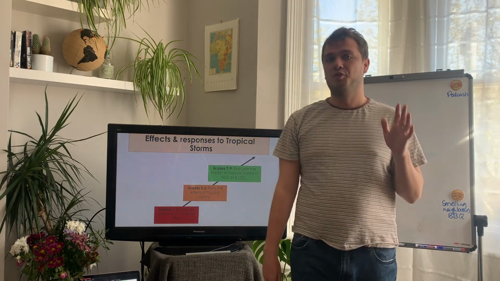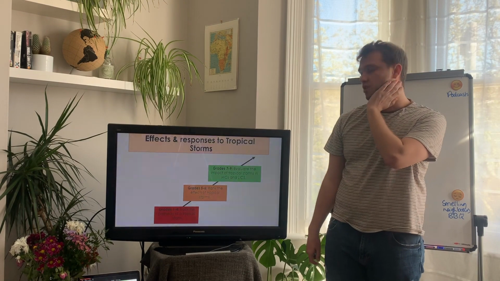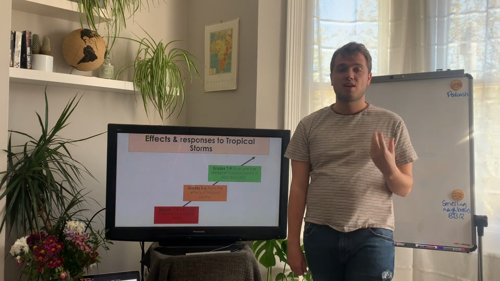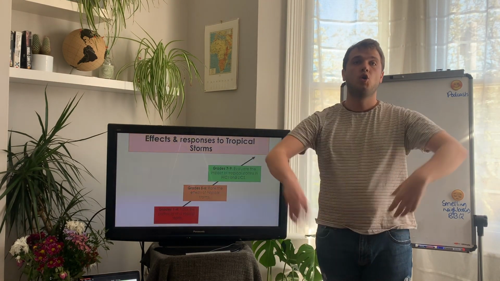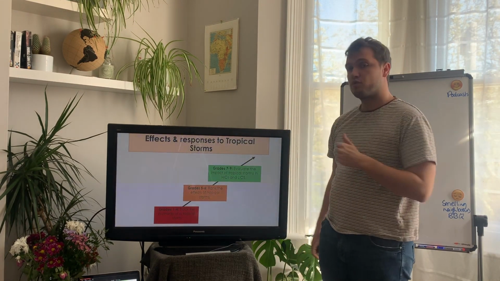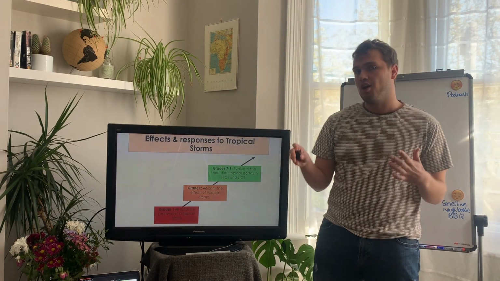So your title for today is Effects and Responses to Tropical Storms. Can you please write that out? As I say, we're going to be having a look at the general effects of storms. So we're not necessarily going to be looking at a particular storm, but what could happen during a storm. And same for responses. We're going to have a look at how the responses might differ in a high-income country and in a low-income country.